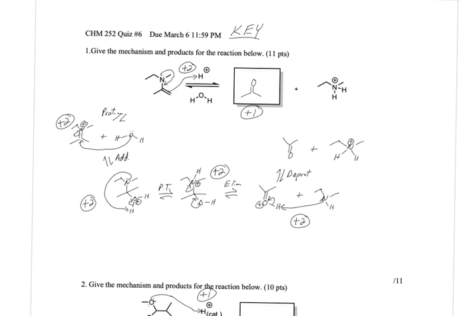Quiz 6. So this first one, mechanism and products. So we start with an enamine, right? This enamine. One of the new functional groups I talked about: enamines, imines, iminiums, those kinds of things. So make sure you know what an enamine is. You've got to be able to recognize that this carbon right here was the carbon of a carbonyl group, and that this part up here is actually the amine.